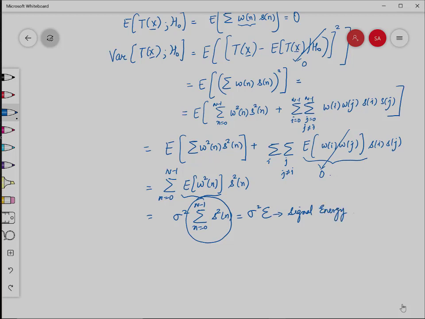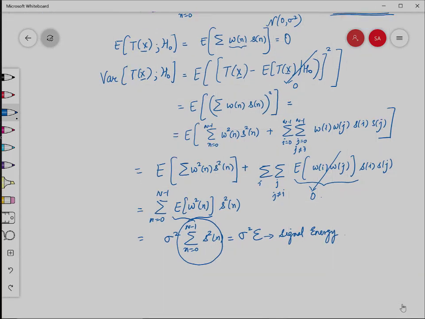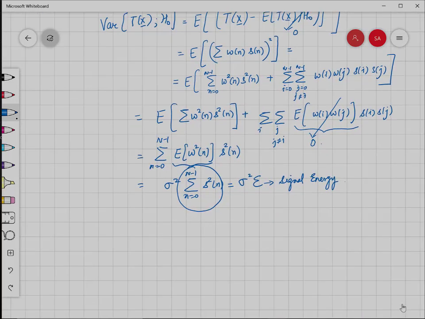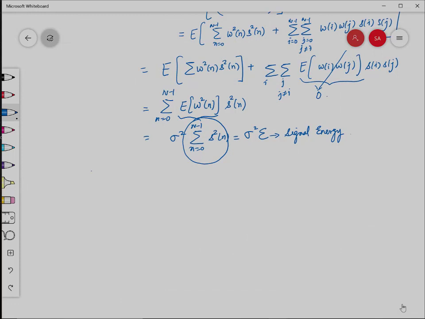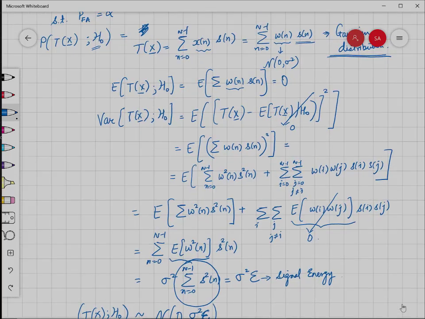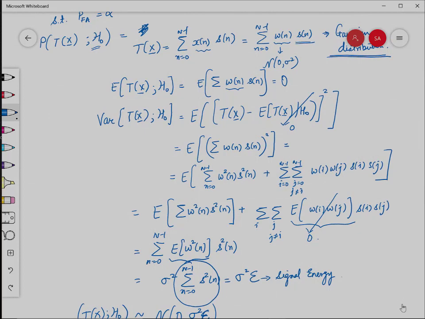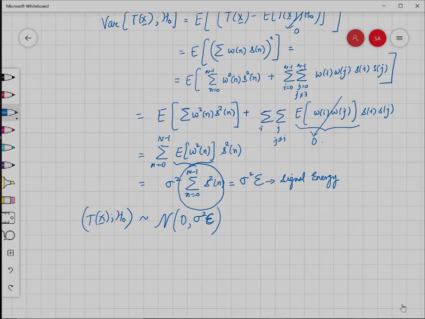So this is the variance of the test statistic under the null hypothesis. So the test statistic under the null hypothesis is distributed as a normal distribution with mean 0 and variance sigma square times the energy of the signal.